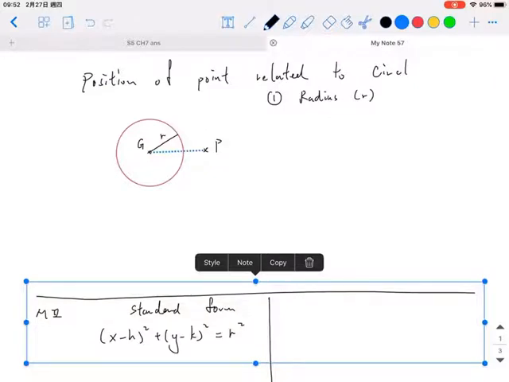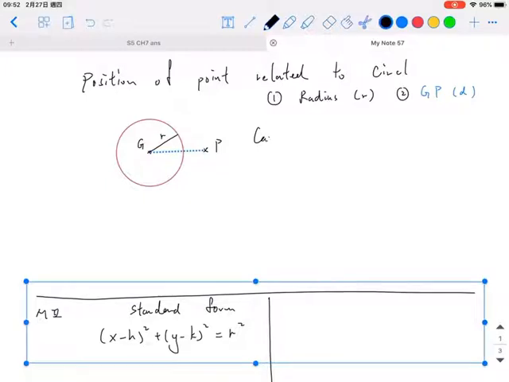The second one is GP, the distance from the point P to G. So we say that is D. So we have three different cases. For case 1, if the distance D is greater than R, that means P is outside the circle.